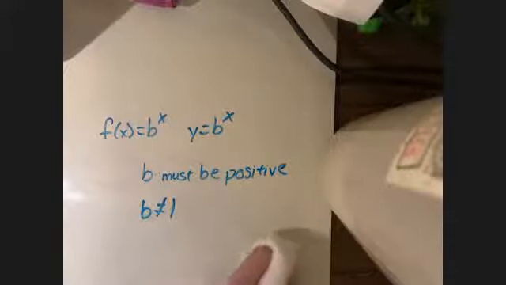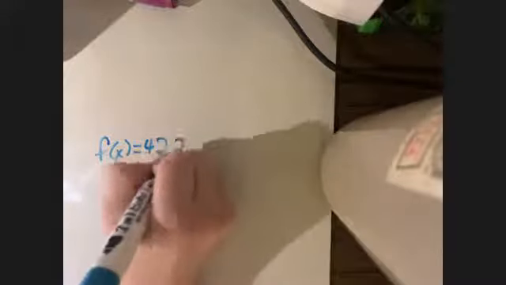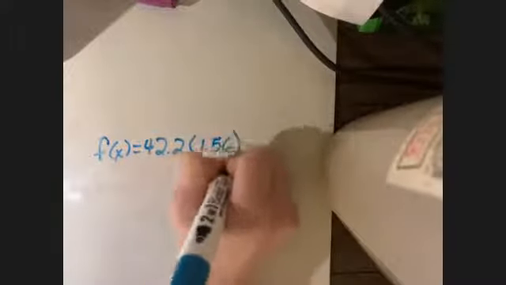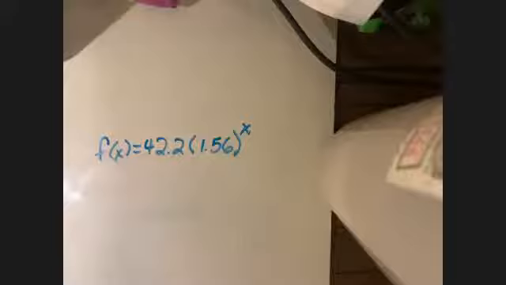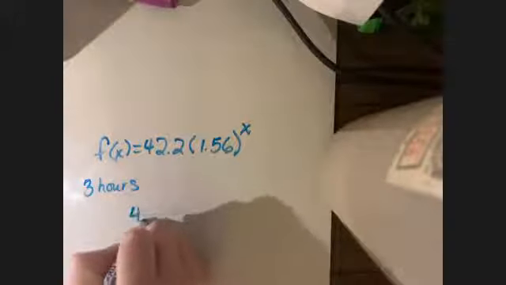So these are our restrictions. Now x, the exponent up here, can be anything it wants to be. It's anything that you want it to be. Now then, they give us an example. We have f of x equals 42.2 times 1.56 raised to the x, and they say that this models the average amount spent in dollars at a shopping mall after x hours. They want us to figure out, to the nearest dollar, the average amount spent after 3 hours. So what that means is we're going to be plugging in 3.